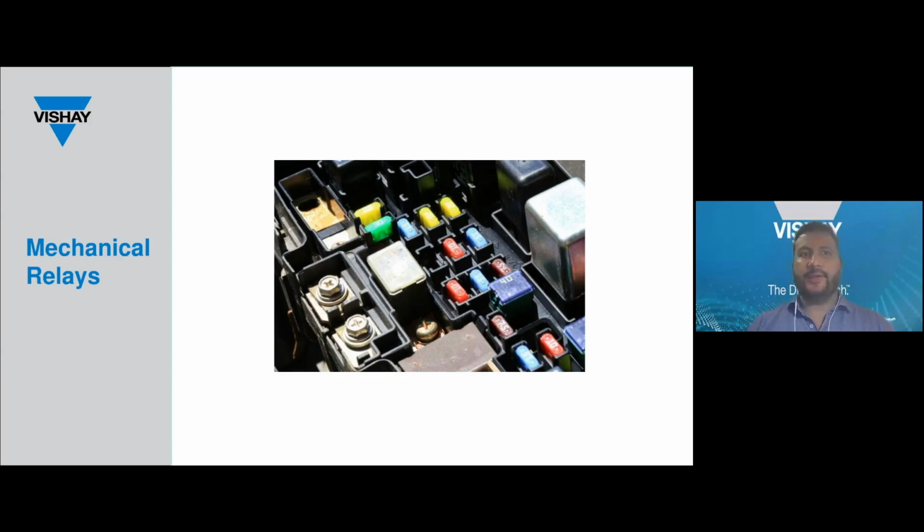Here's an illustration of the mechanical relays that we're discussing. In the following slides, we're going to look at another reason for the growing need to replace these conventional relays with new methods for the purposes of life expectancy and safety.